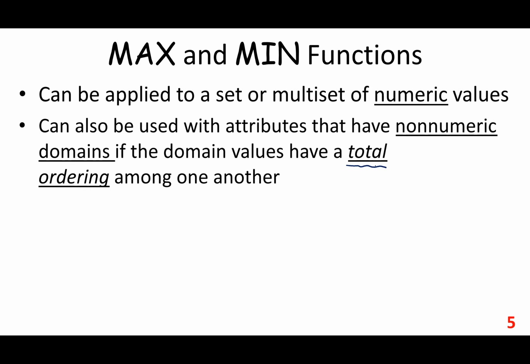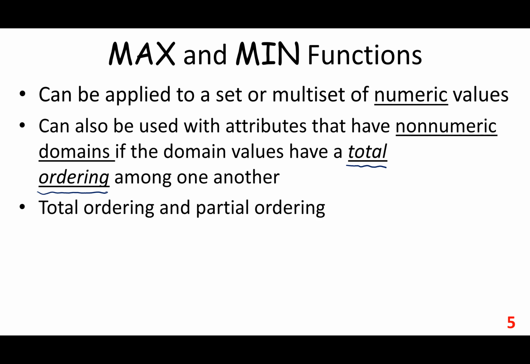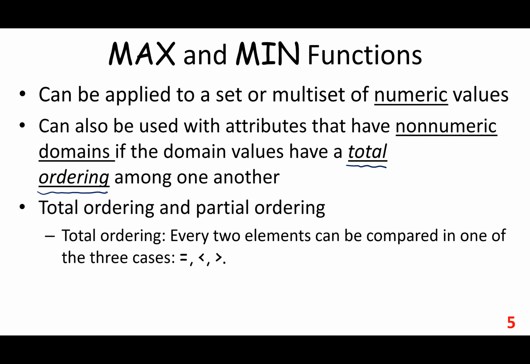I explained the total ordering concept before, right? For every 2 elements in that domain, you can do a comparison. Greater, equal, less, you can do that kind of comparison. That's the total ordering. And we have another ordering, partial ordering, which is different from total ordering. Total ordering and partial ordering. Total ordering, every 2 elements.